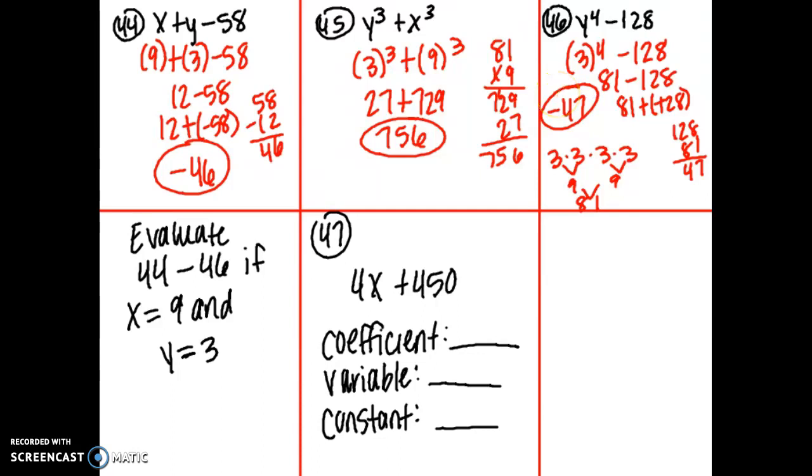4x plus 450: my coefficient is 4, my variable is x, and my constant is 450.